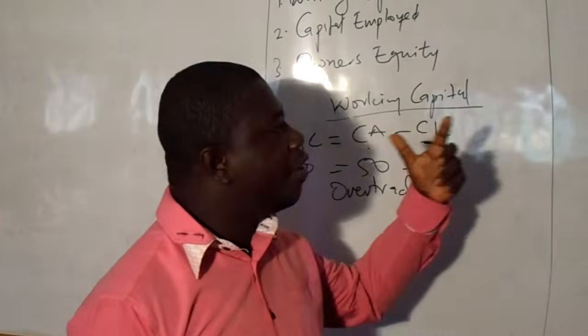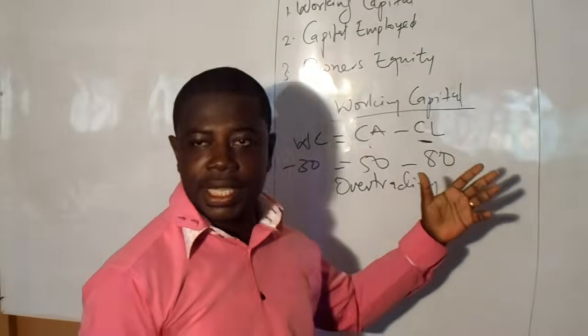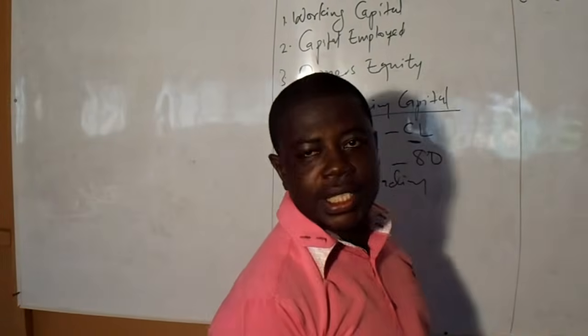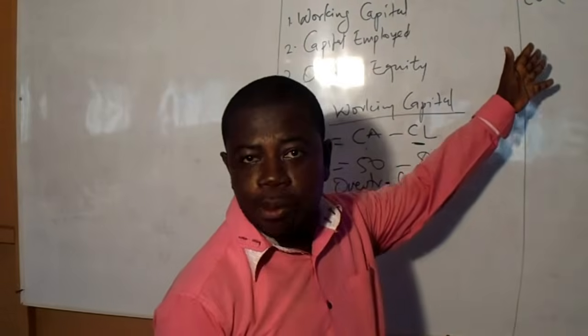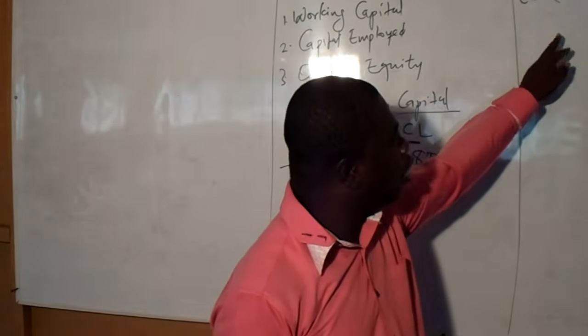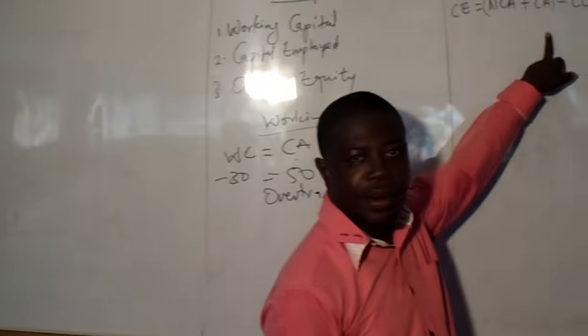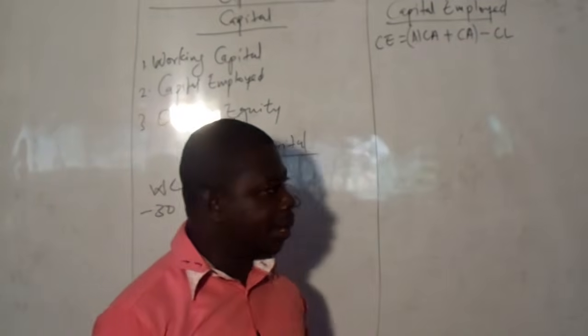And so when you are given figures to calculate this, you should be able to calculate your capital employed from a given set of financial data, having this formula in mind: that your capital employed is your non-current assets plus your current assets minus your current liability.